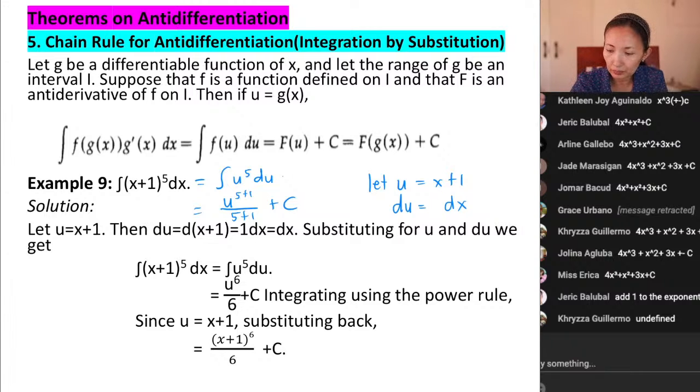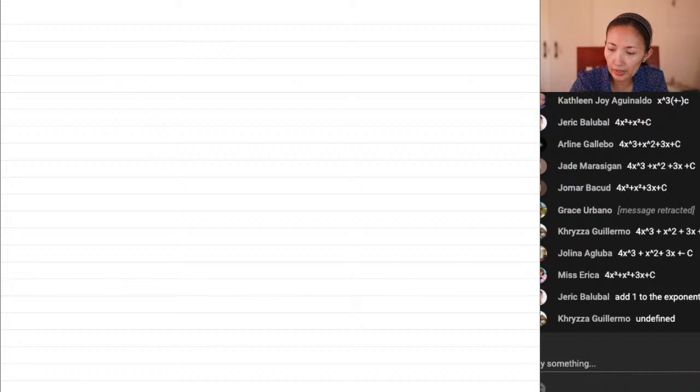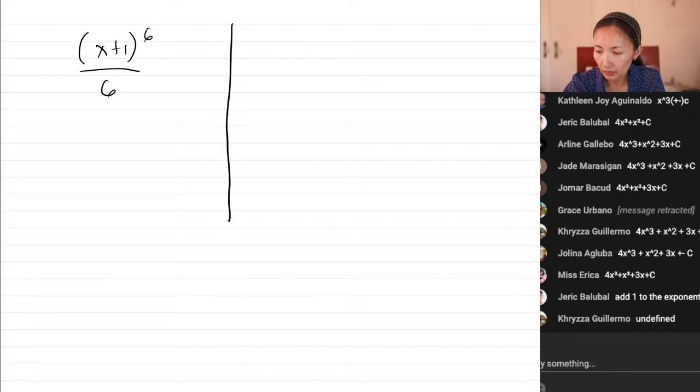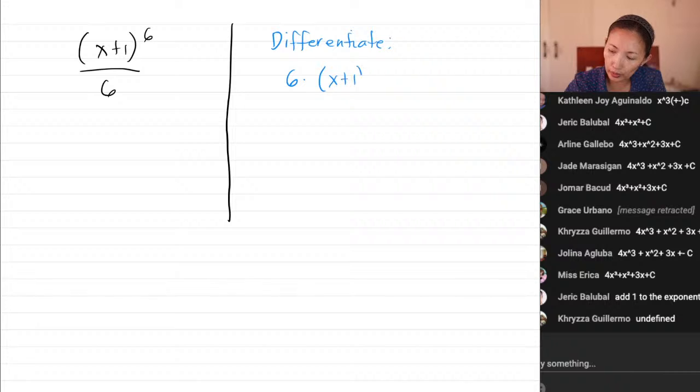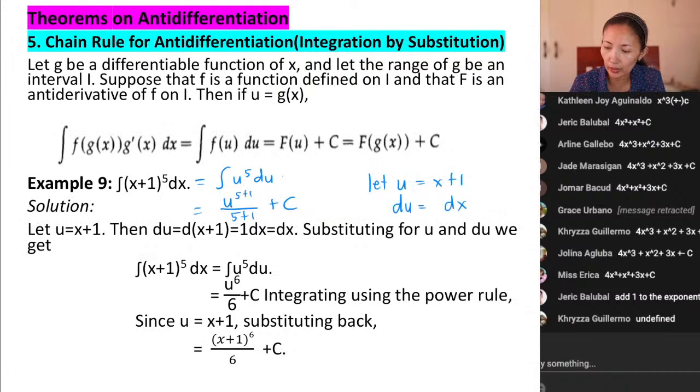Now, you can verify. Our answer a while ago is x plus 1 to the 6th power over 6. We try to differentiate. Differentiate means find the derivative. Integrate means find the antiderivative. So, if we differentiate this, exponent times x plus 1 raised to exponent minus 1. Right? Okay, so, it has over 6. Sorry, I did not write that. Exponent 6 times the quantity x plus 1 raised to exponent minus 1. Then this will cancel out, giving the original integrand, which is x plus 1 to the 5th power. Let's go back. Is it the given? Okay, so this is the given, x plus 1 to the 5th power.